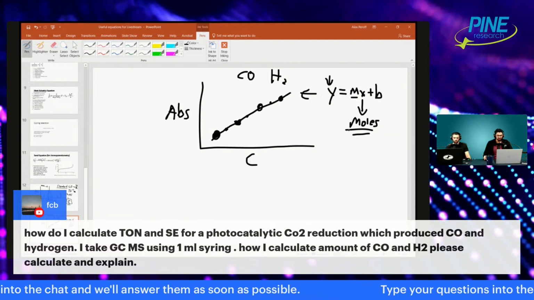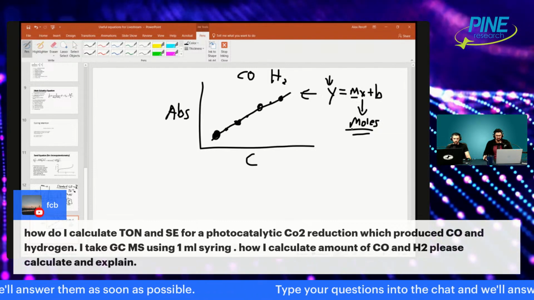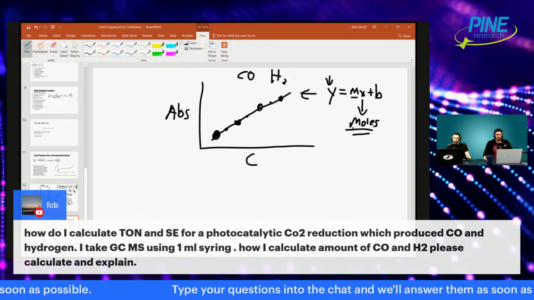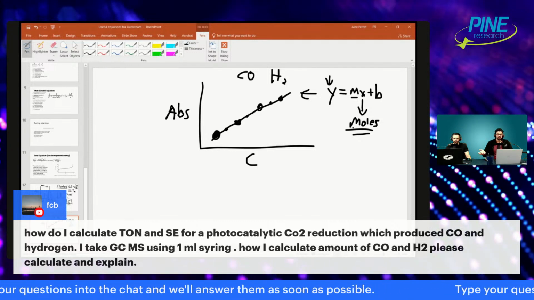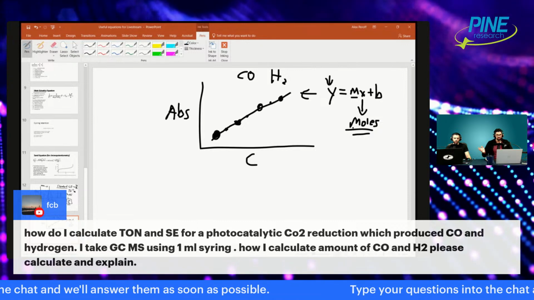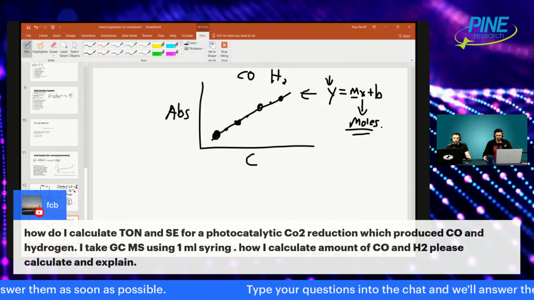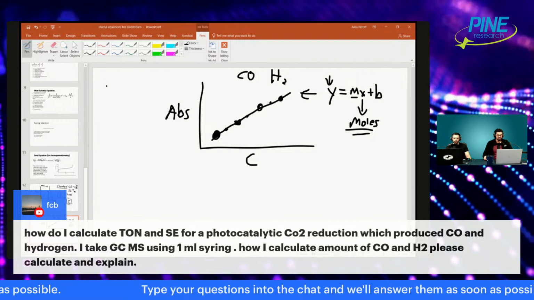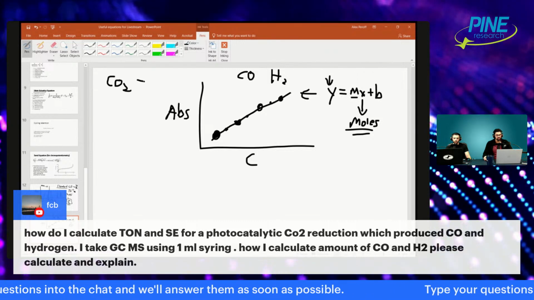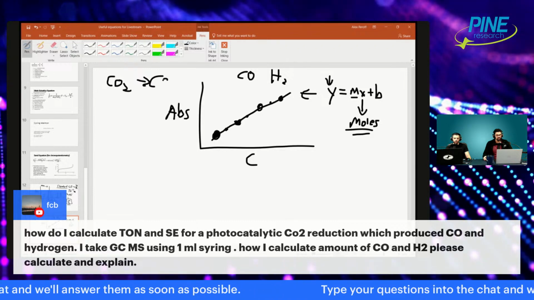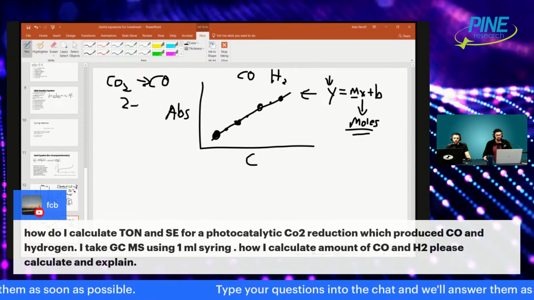syringe. So it's just a little bit of math, some dimensional analysis, because you'll have a volume, you'll have a mass, you'll have moles, you'll have absorbance. So you just have to do a little bit of that to ultimately get this. The other important thing to keep in mind is that CO2 to CO is a 2-electron transfer process.